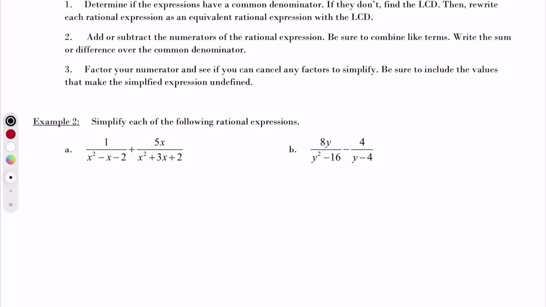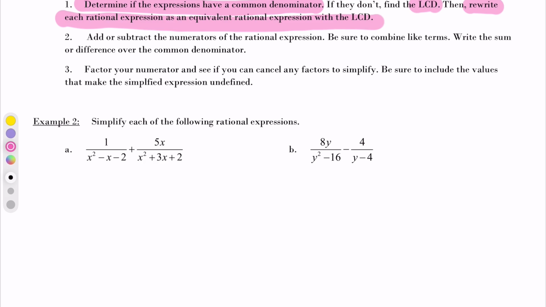I'm not going to read these rules. We're just going to go through them. Basically, you're going to factor and see if they have a common denominator. If they don't, we'll find the LCD. That's what we just did in the first example. And we'll rewrite each rational expression with the new LCD.